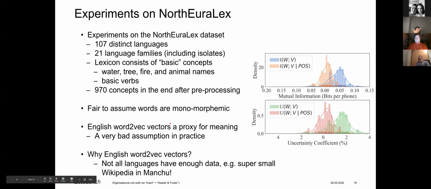given that these are basic concepts, and there's this issue that for many of these languages, like say Manchu, there isn't a lot of data to train word vectors in Manchu. So this was sort of a clean experiment, as it is the same across all languages. And we find sort of this. This is the interesting one.